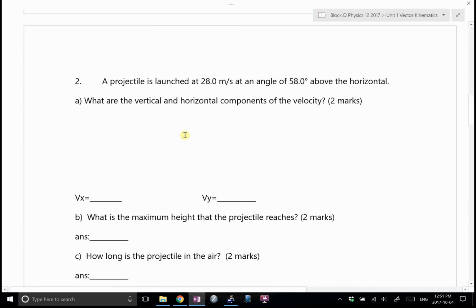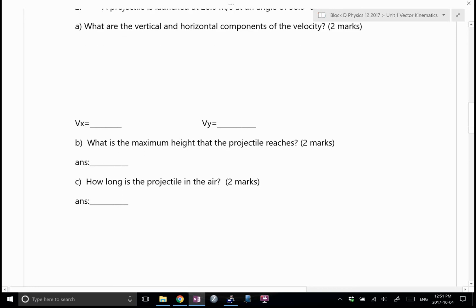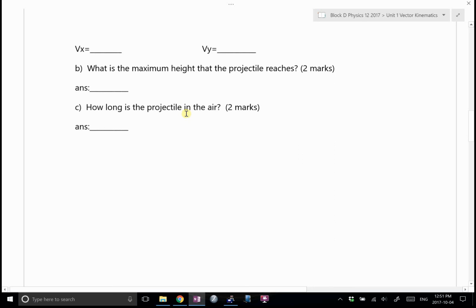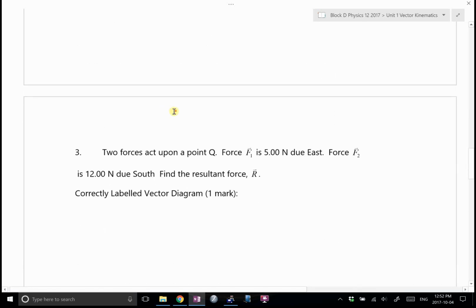A projectile is launched at 28 meters per second at an angle of 58 degrees above the horizontal. You know what? It's launched at an angle, I would probably choose to dulp. Part A asks for the horizontal and vertical components. Part B says, what's the maximum height the projectile reaches? Part C says, how long is the projectile in the air? Other things I could ask, I could have asked you for the range. It's a very easy thing to find once you've done Part C. I could have asked when it gets to its maximum height. Now turn the page.